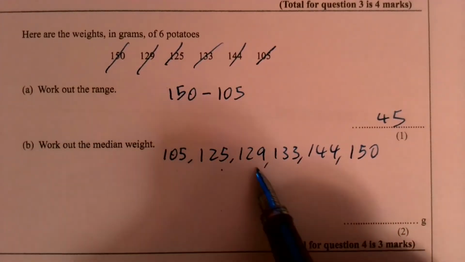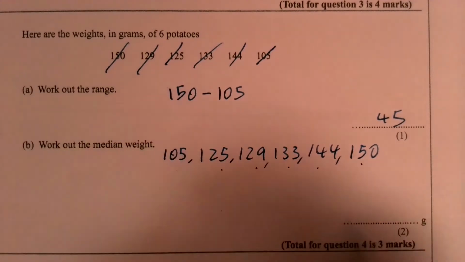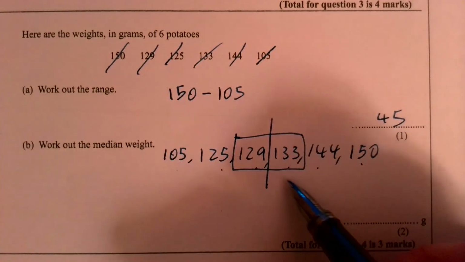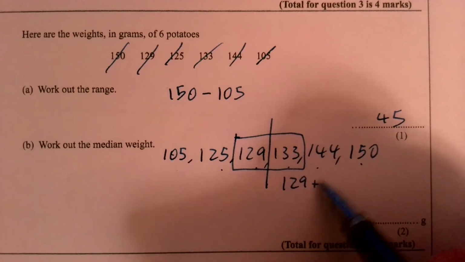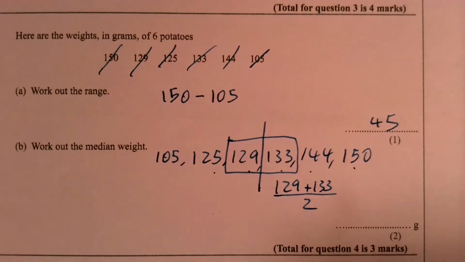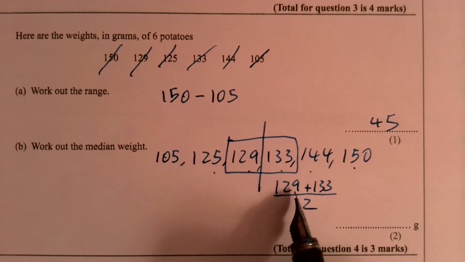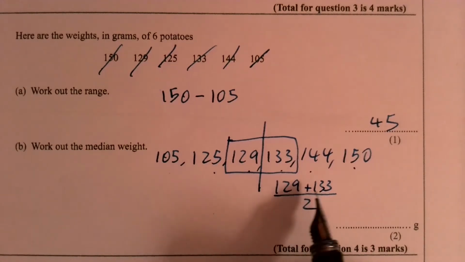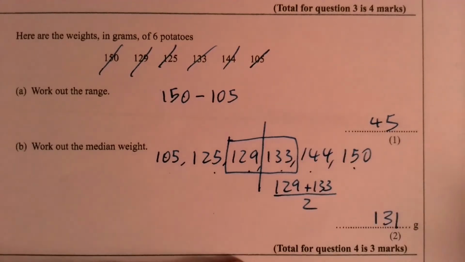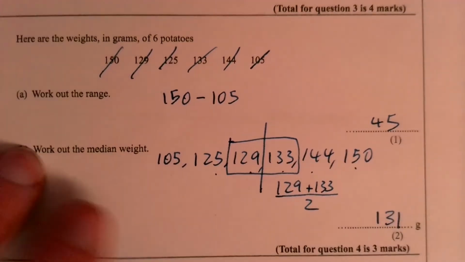Now there's 1, 2, 3, 4, 5, 6, so when there's an even number we need to go halfway through the middle 2. So if I do 129 plus 133 and divide it by 2, I can do that in a calculator, or you could just think it's 4 from there to there, so the difference halfway will be 2 up there. It gives you 131 grams.